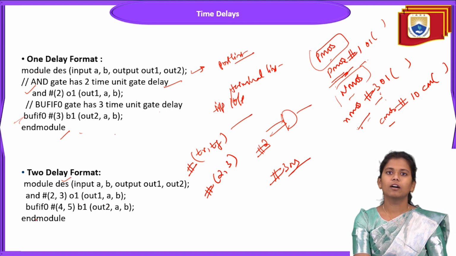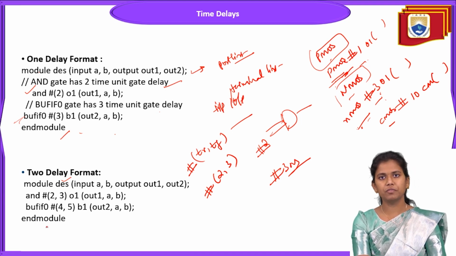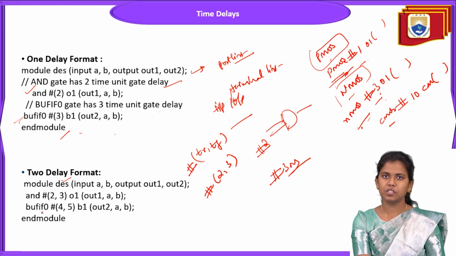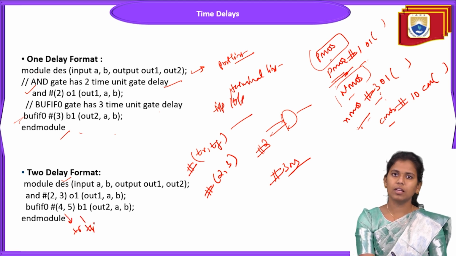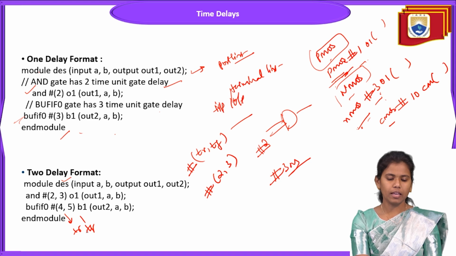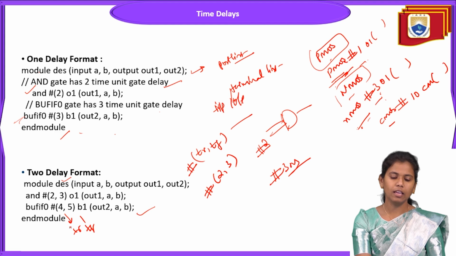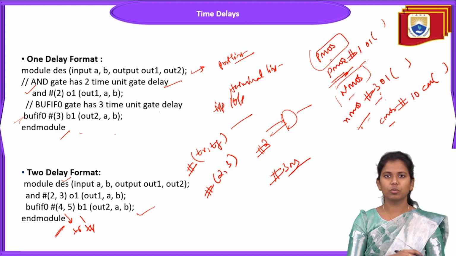And then the second example that I'm considering is buff if 0. For this buff if 0 as well, the 2 delay format is the same: buff if 0, because my switch is a buff if 0 bidirectional switch. So buff if 0, hash, 4 and 5. Why? Because one is with respect to the rise time and another one is with respect to the fall time. Then the name of a circuit, then the port list or else the terminal list. Finally, ending up with the end module. So this is the representation of the 1 delay format as well as the 2 delay format.